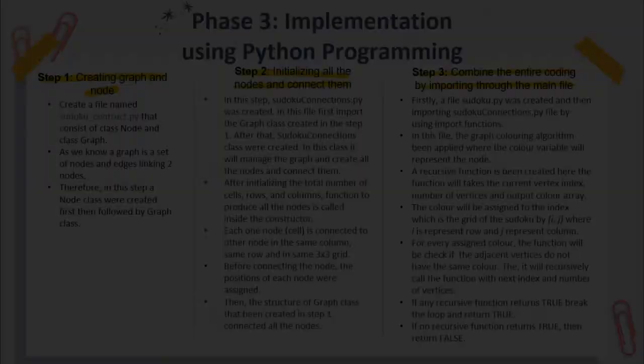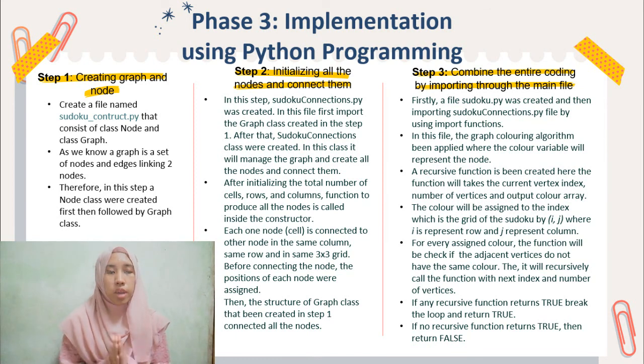the graph coloring algorithm. Phase 3 is the implementation of the graph coloring method using Python programming. In this phase, we are creating 3 files named Sudoku construct, Sudoku connection, and Sudoku. There are 3 steps that we use to write the code. The first step is to create a class node and class graph. The Sudoku file named Sudoku construct is created to hold the class node and class graph. Class node and class graph are used to generate the nodes from the grid and to create a graph to connect them. Step 2 is to initialize all the nodes and the graph.